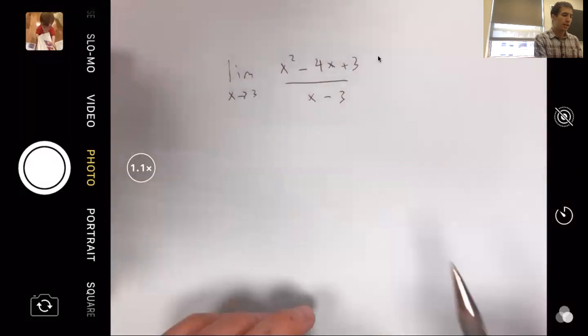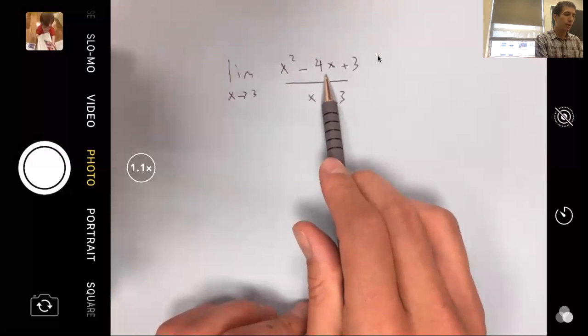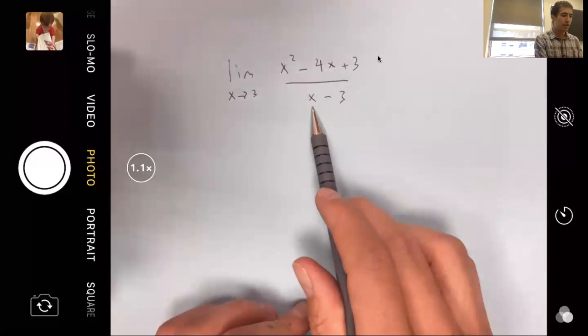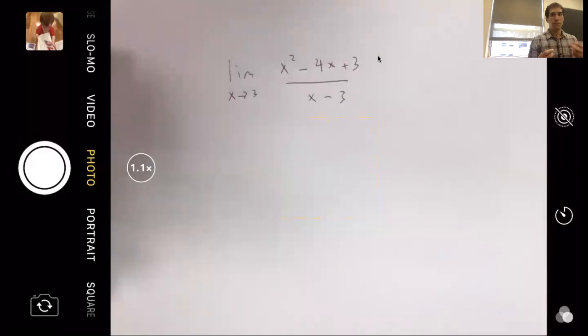And you can also see that the numerator is going to 3 squared minus 12 plus 3, so that's 0. And the denominator is also going to 3 minus 3, which is 0, right? So the fraction is going to 0 over 0. And in our worksheet, we saw that this means anything could happen. We don't know what's going to happen. So we need to evaluate this limit by using algebra.